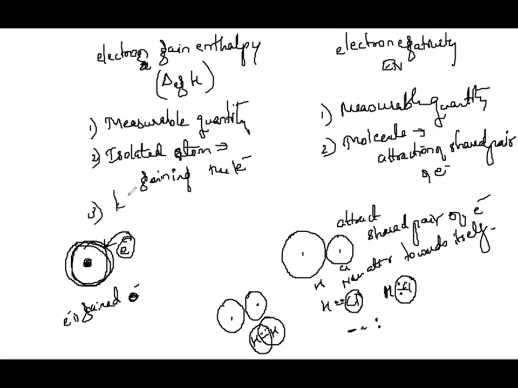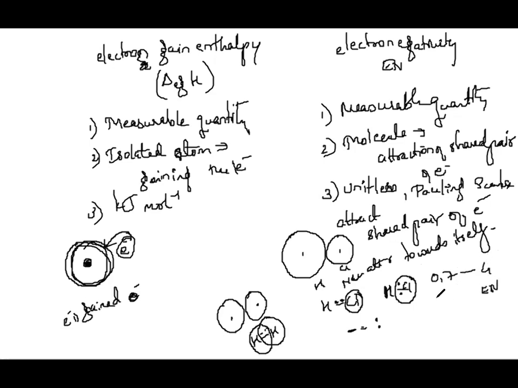Third case, electron gain enthalpy is measured in kilojoules per mole. It is an energy change. Here, electronegativity is unitless. It is not measured in any units. Instead, scales have been given by scientists. Different scientists have given different scales. One scale is the Pauling scale. Most electronegative value is 4 and least electronegative is 0.7.